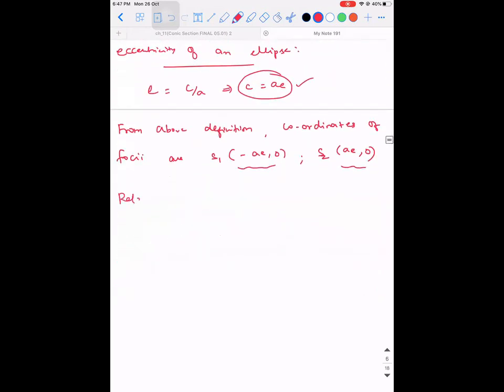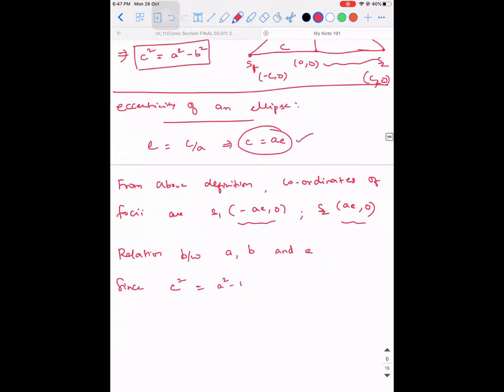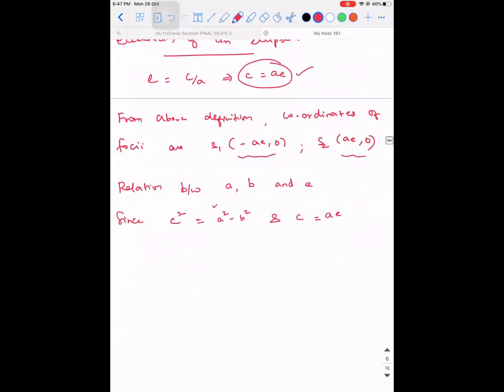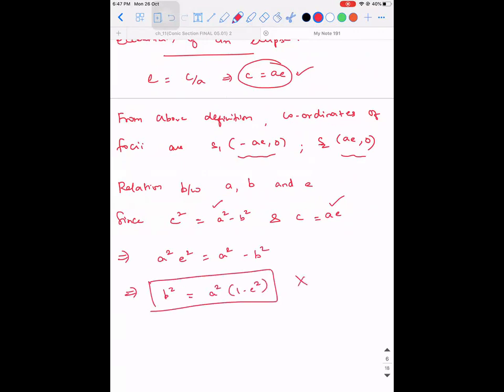Now write down the next heading. A relation between A, B, and E. Okay. So look at this. Since C square is equal to, what did we get? C square is equal to A square minus B square, and C is equal to AE. These two are known to us. So this one we just now proved, and we told C is equal to AE from the definition of eccentricity. So using both, can I say A square E square is equal to A square minus B square, which implies B square is equal to A square into 1 minus E square. This is a very, very, very important relation.